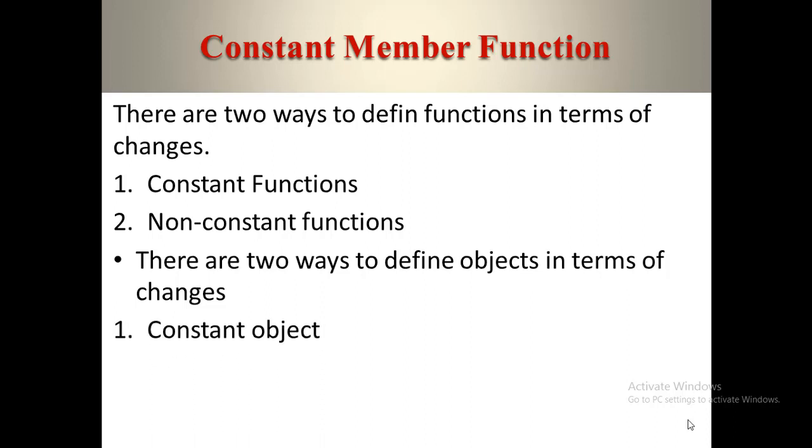So in terms of changes, there can be a constant object whose values cannot change. We are not allowed to change its value, and the other one is the non-constant object. Up till now, we have studied about the non-constant object or the simple objects. These are known as non-constant objects. So let's see all these functions and objects in detail.